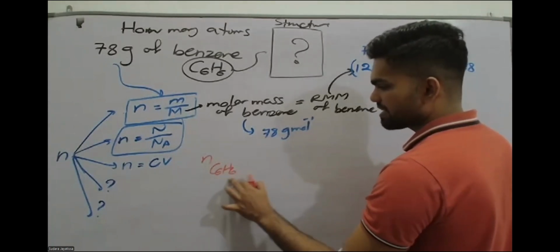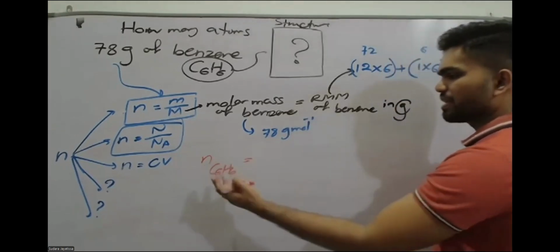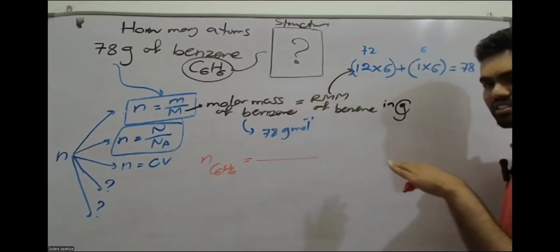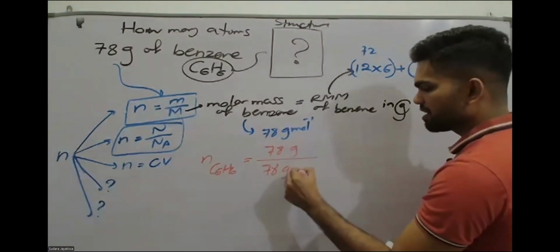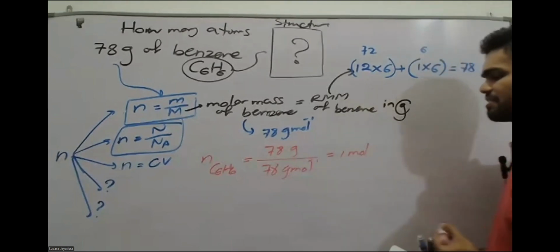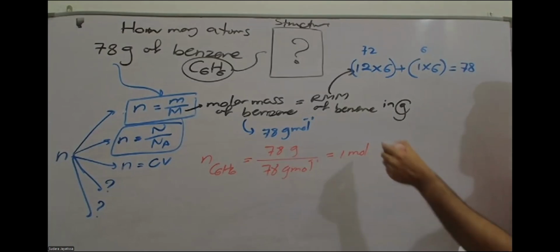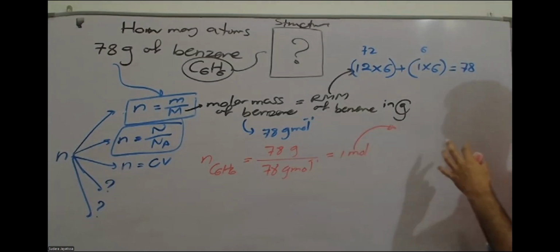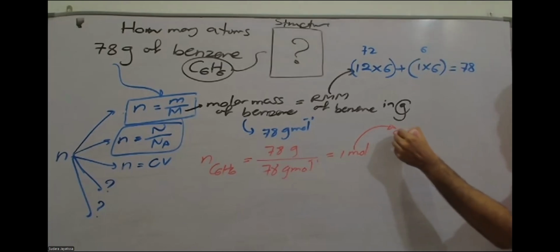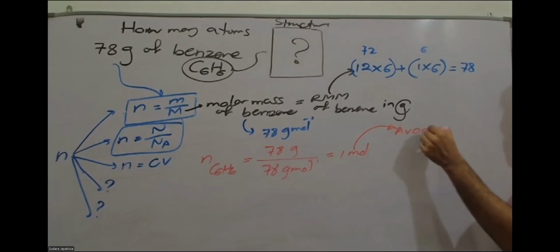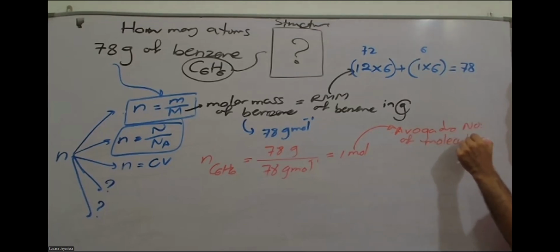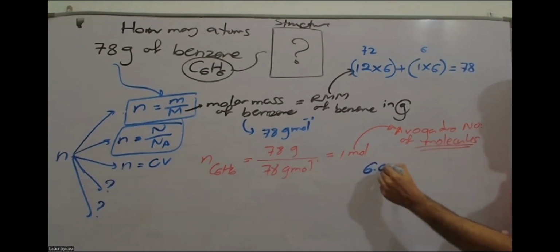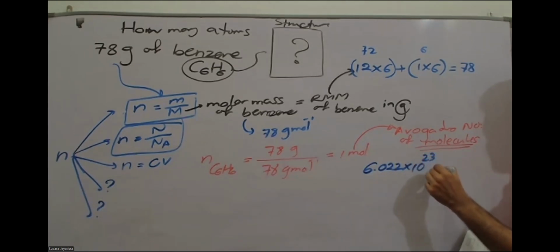Then we can find out moles of benzene. You can write a subscript, C6H6. Then it means moles of benzene. You don't want to write any words there. And 78 grams divided by 78 grams per mole, we will have exactly 1 mole of benzene. And 1 mole of benzene is exactly how many benzene molecules? Avogadro number of molecules. That's very important. Avogadro number is what? 6.022 times 10 to the power 23 molecules.